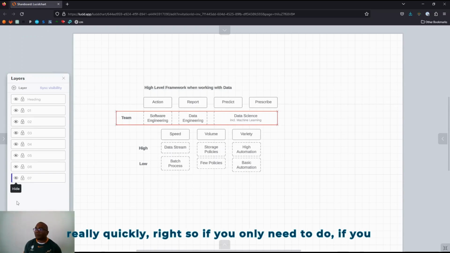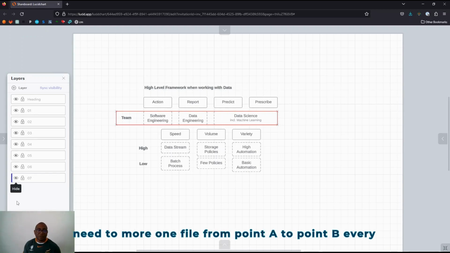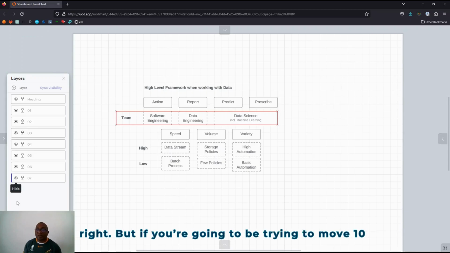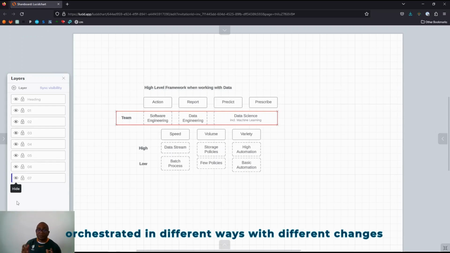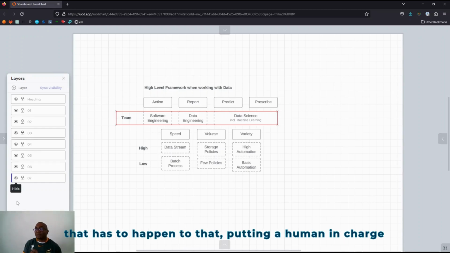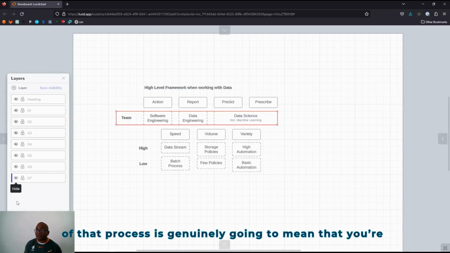So if you only need to move one file from point A to point B every month, it's acceptable to have a human doing that, right? But if you're going to be trying to move 10,000 files from multiple different points, orchestrated in different ways, with different changes that have to happen to that, putting a human in charge of that process is generally going to mean that you're going to land in trouble at some point.